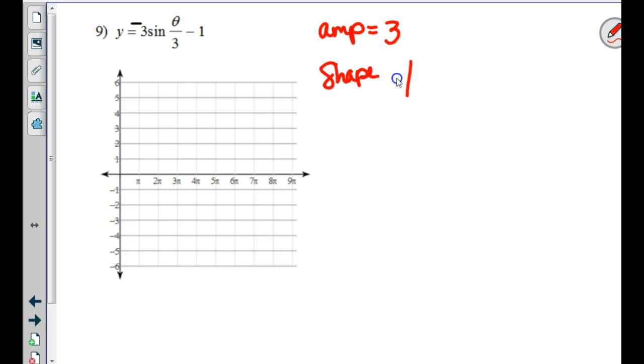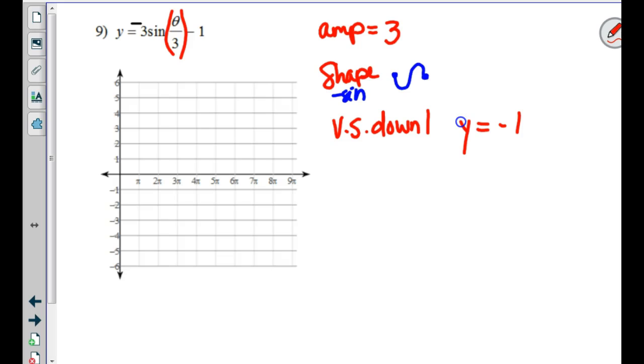Okay, so it starts at the midline, right? Well, here, I won't put it on there. It starts at the midline, and it goes down first, okay? Because it's a negative sine graph. All right, then we have a couple other things going on. What's this -1 doing? It is outside the parentheses, so that means the midline is at -1.